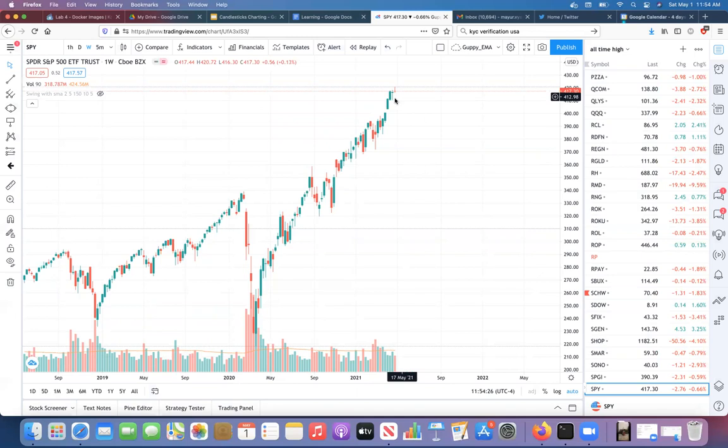The power now, the candles are getting smaller and smaller and getting a tail up, which is not a good idea. That is saying that it can go down. This can take it down.